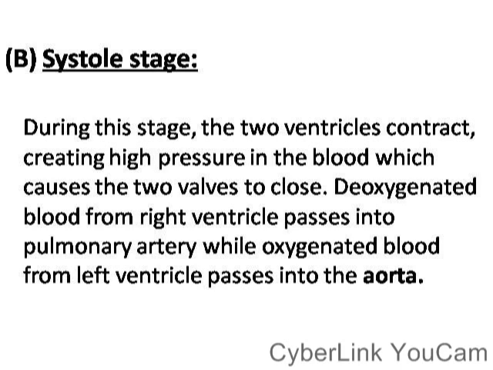In the second stage, which is the systole stage, the two ventricles contract, creating high pressure in the blood, which causes the two valves to close. The two valves are those I call the bicuspid and tricuspid. Now the deoxygenated blood from the right ventricle passes into the pulmonary artery, while oxygenated blood from the left ventricle passes into the aorta. The aorta is the main artery that carries blood from the heart and distributes it through other arteries. And this oxygenated blood will now be carried to the brain, muscle, and cells where it will be utilized.